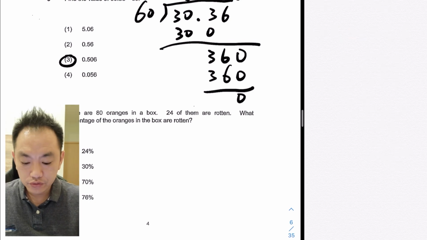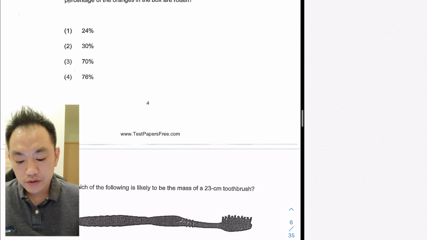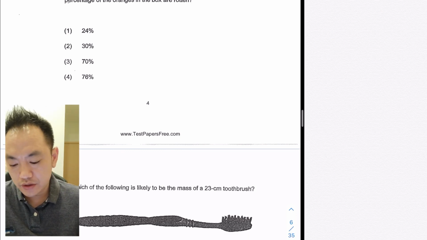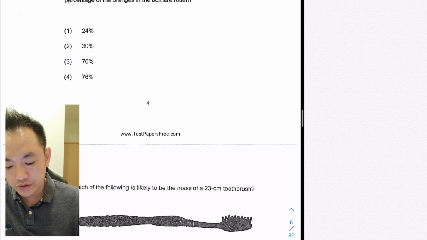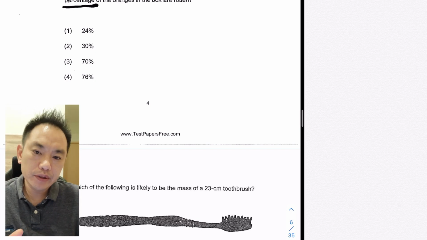Let's move on to question 9. There are 80 oranges in a box. 24 of them are rotten. What percentage of the oranges in the box are rotten? So this is a question about percentage.